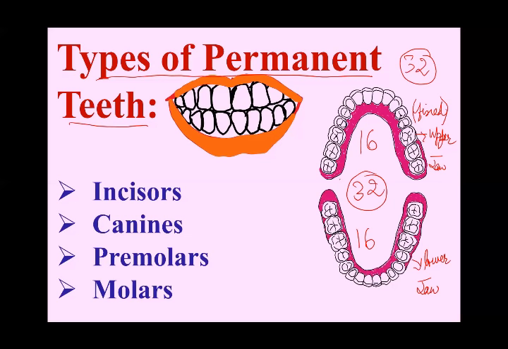Now, what are the types of permanent teeth? This we will study further. Permanent teeth are of 4 types, namely incisors, canines, premolars, and molars. They are different in shape, size, structure, and number. And obviously, their function is accordingly different. Now we will go one by one in detail.